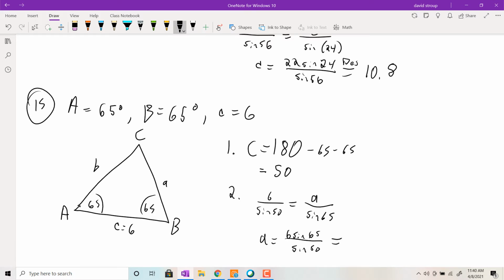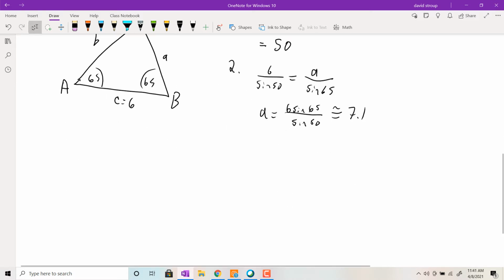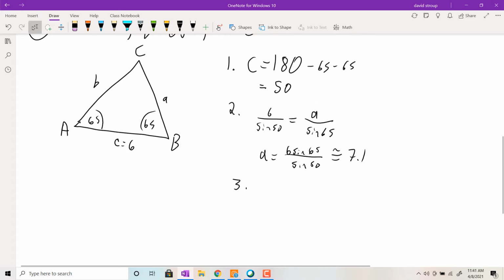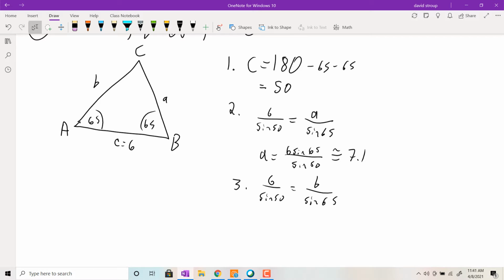Plop that into your calculator, make sure you're in degree mode, and you'll get, I'm looking at 7.1 approximately. Okay. All right. Then thirdly, what is left? Little b. So we have then 6 all over sine 50 equals little b all over sine of 65, and multiply both sides by sine 65. Little b equals 6 sine 65 all over sine of 50.